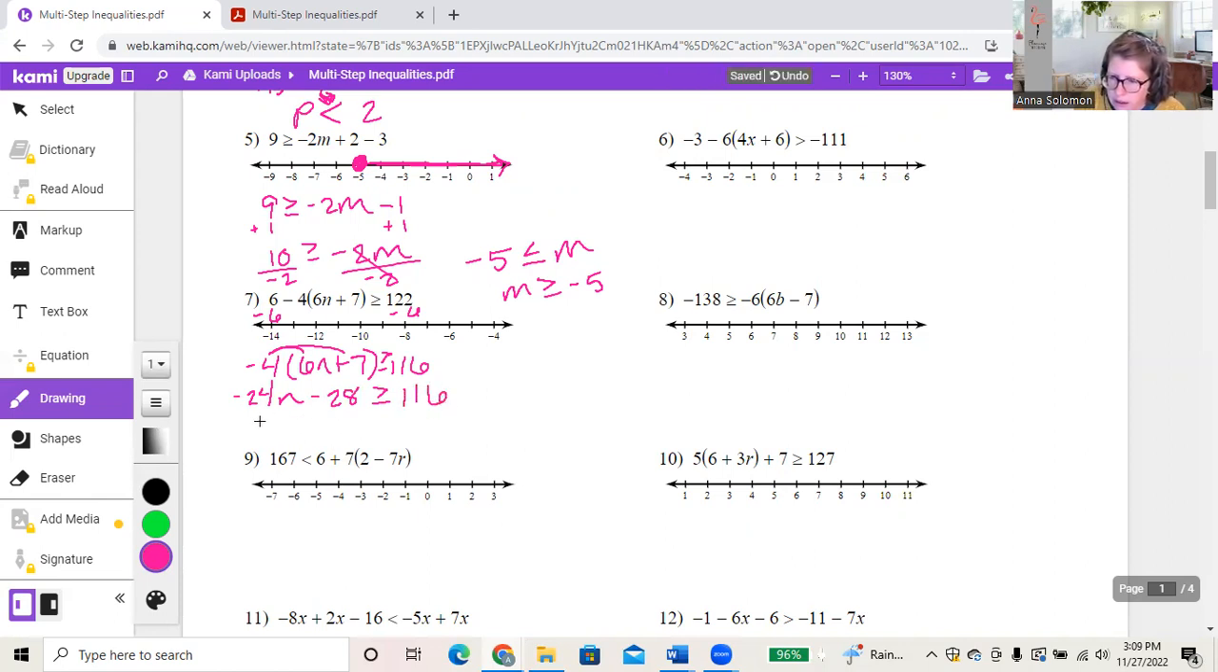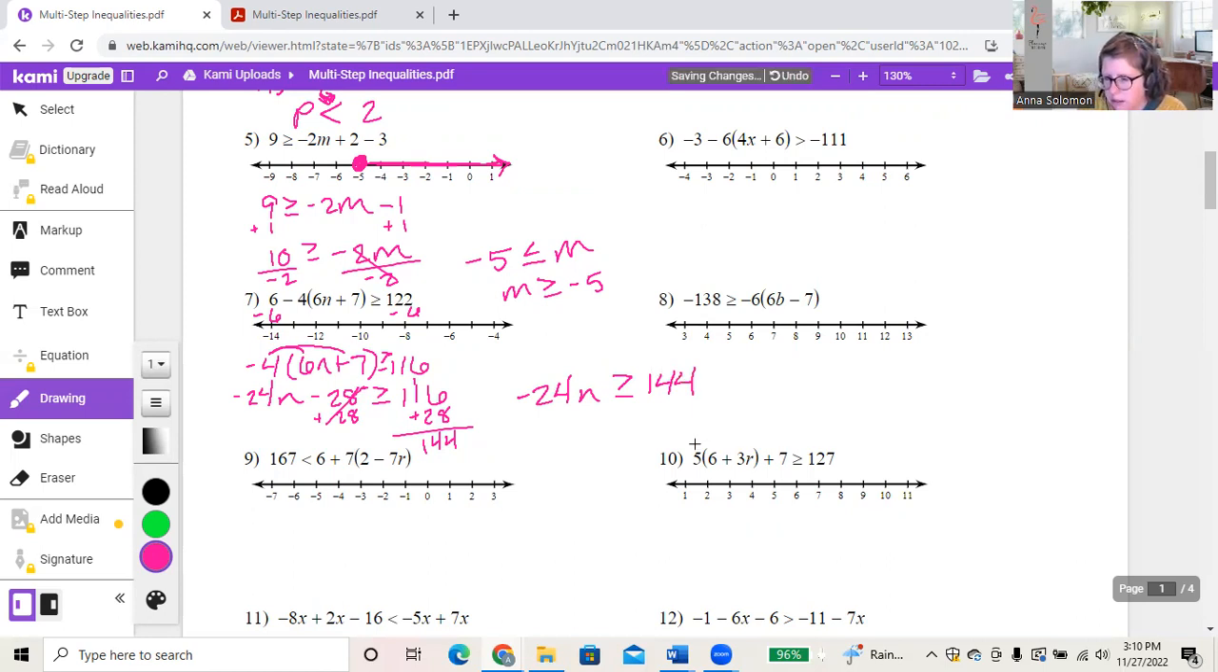And so now I'm going to have to add 28. Add 28. All right, I'm just going to go ahead and do that right here. So 6 plus 8 is 14. 2 plus 1 is 3, plus 1 again is 4. So 144. All right, so where are we now? This canceled out. So now we have negative 24n is greater than or equal to 144.